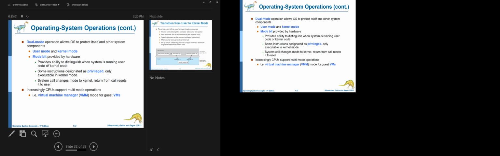If you trust it, say the kernel, then you let it go and do what it does without some of those checkings. And so that's this idea of privileged instructions.